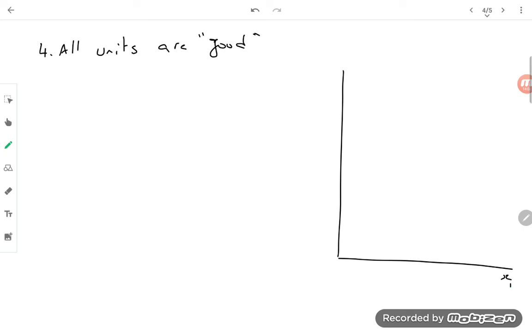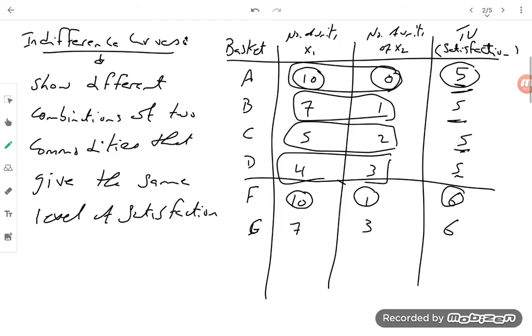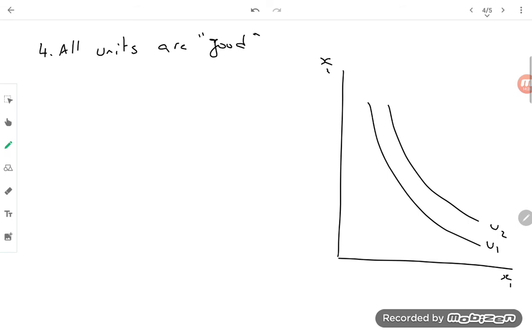Do you think the individual is going to have only one indifference curve? No, of course. There are a number of indifference curves. If you refer back to this table, you can find that combinations A, B, C, and D can be drawn on only one curve. What about F and G? They are going to be on a higher indifference curve. So what are the characteristics of indifference curves?